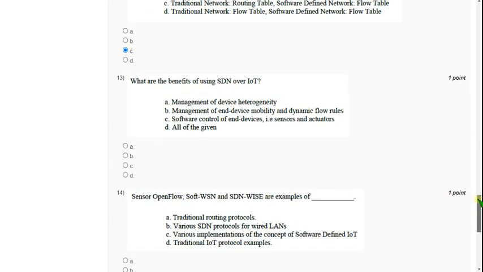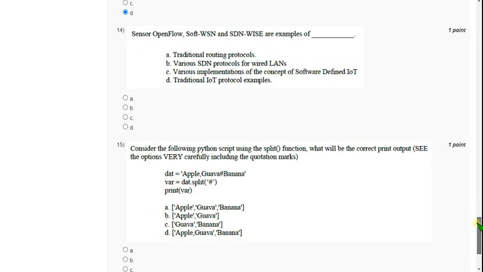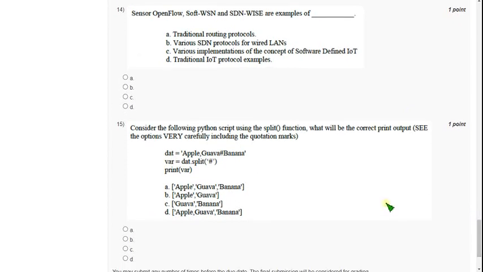Moving on to the 13th one. Benefits of using SDN over IoT. Guys, they have not mentioned option C directly, but they have indirectly mentioned words like heterogeneity and mobility. But maybe option D, all of these, is the answer. I am going with option D, but there is a small doubt regarding this. If you want to confirm that D is the option, please mention it in the comment section. And if you want to suggest any other solution, you can do that in the comment section itself. But I am sure about the remaining questions, I hope.